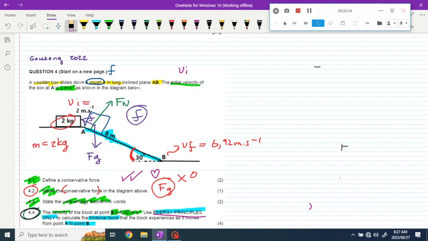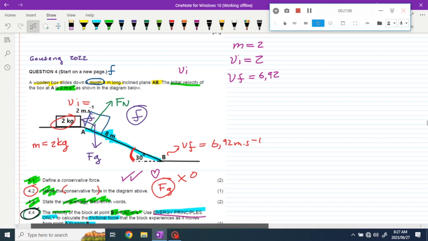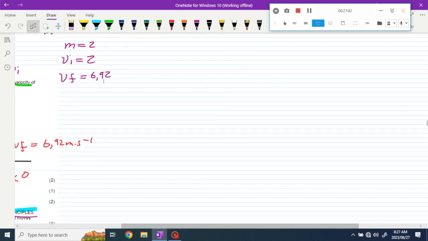Okay? What we know right now at this point is we know the object's mass is 2 kilograms. We know its initial velocity is 2 meters per second. We know its final velocity is given as 6,92. So we have initial and final velocities. Okay. We know we can't use the principle of conservation of mechanical energy, which leaves us with only 2 formulas.